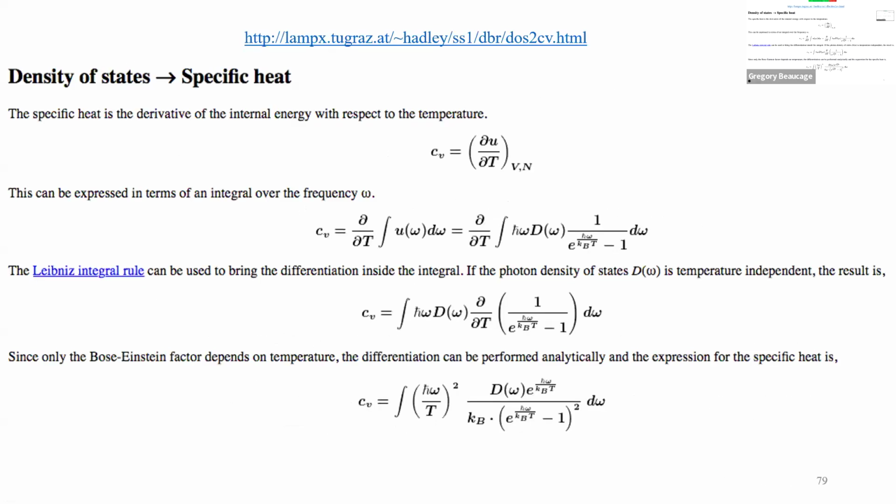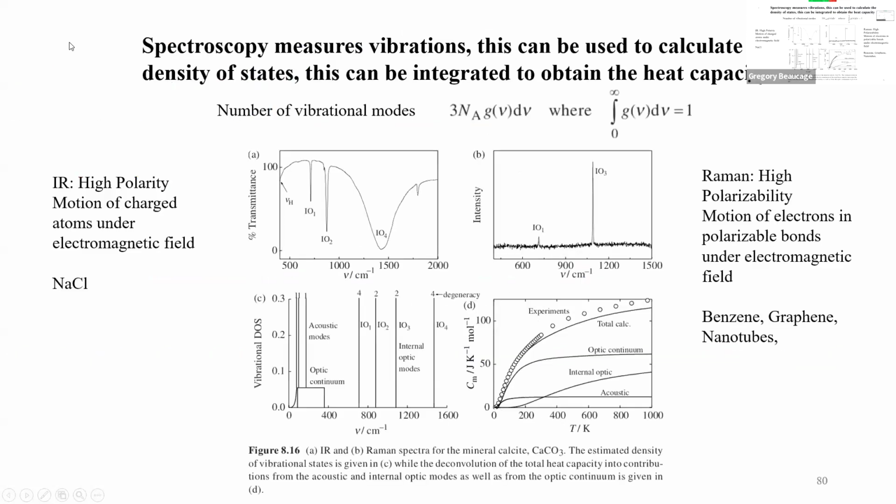So like I said, it's topical things in here. The next topic is how do you calculate the heat capacity if you know the density of states? This is a separate subject. In fact, there's like 50 separate subjects in here, I think. So if you want to get specific heat, you get the density of states from spectroscopy. You're going to have IR spectroscopy here.